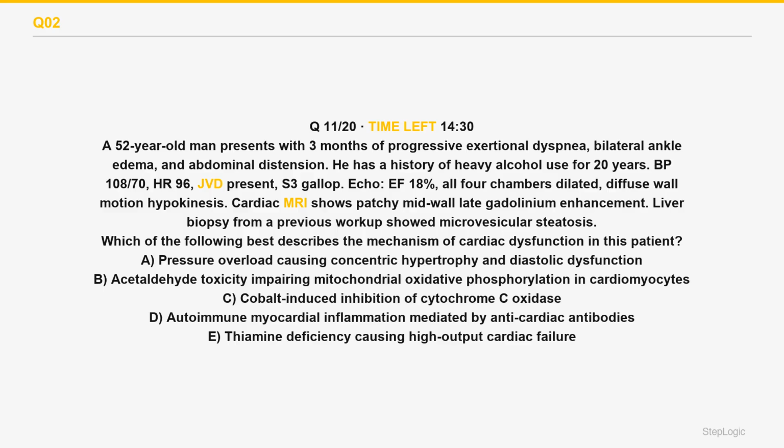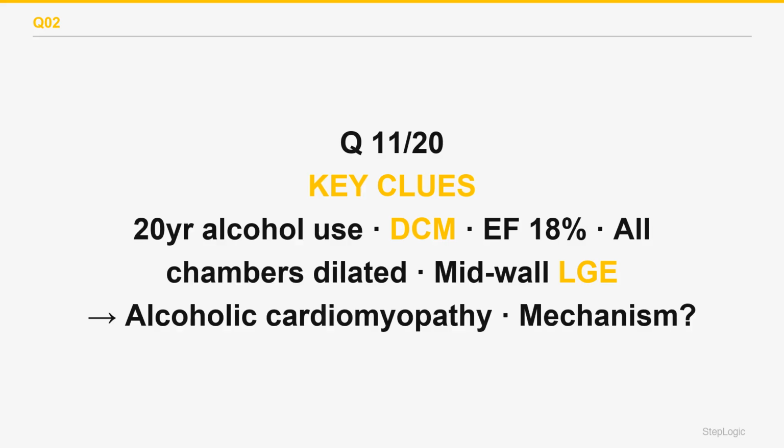Read the question stem. Mechanism of cardiac dysfunction. Chronic heavy alcohol use, dilated cardiomyopathy, EF 18%, all chambers dilated: alcoholic cardiomyopathy. Alcohol is metabolized to acetaldehyde by alcohol dehydrogenase. Acetaldehyde is directly cardiotoxic. It damages cardiomyocytes by impairing mitochondrial oxidative phosphorylation, disrupting calcium handling, inhibiting protein synthesis, and promoting reactive oxygen species generation. The result is progressive cardiomyocyte loss and fibrosis, leading to dilated cardiomyopathy.